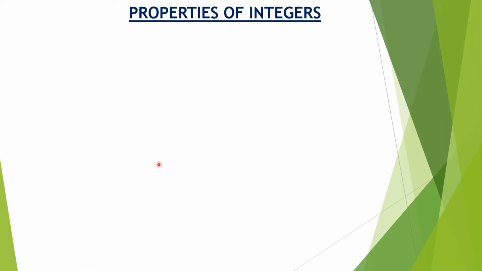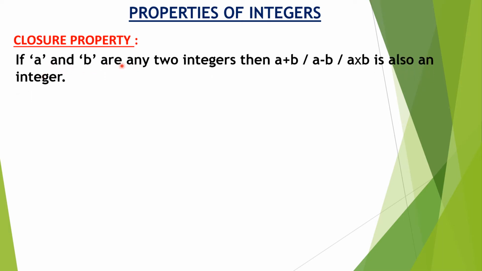Children, in previous classes, we learned the properties of whole numbers, right? So in integers also, we'll discuss the properties of integers. Let us see these properties one by one. That is the closure property. What does the closure property say? If A and B are any two integers, then A plus B is also an integer, or A minus B is also an integer, or A into B is also an integer. That property is called the closure property. It is satisfied under addition, subtraction and multiplication.